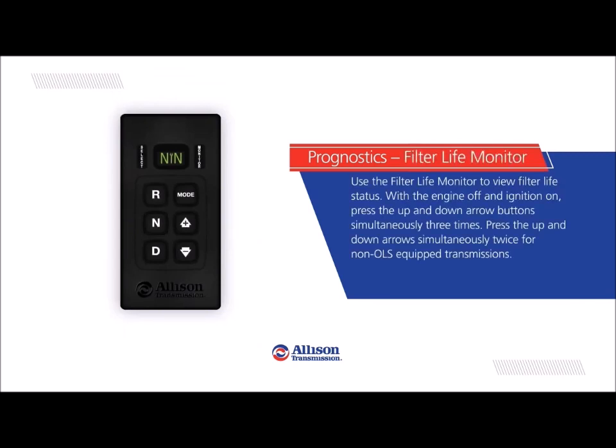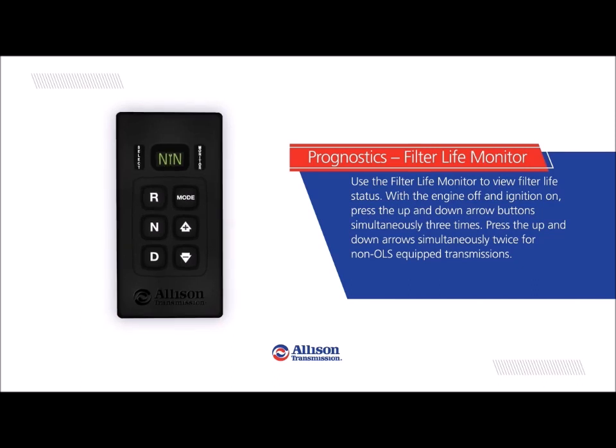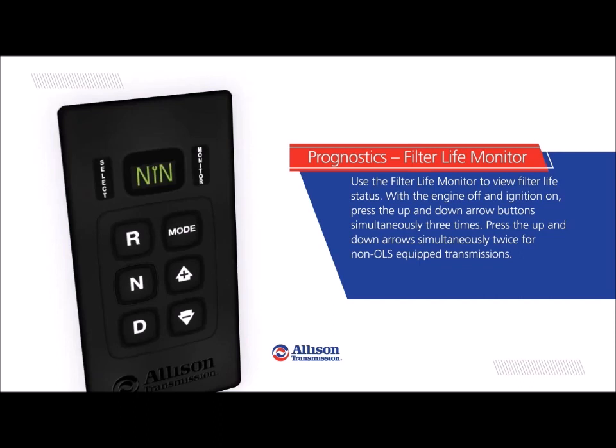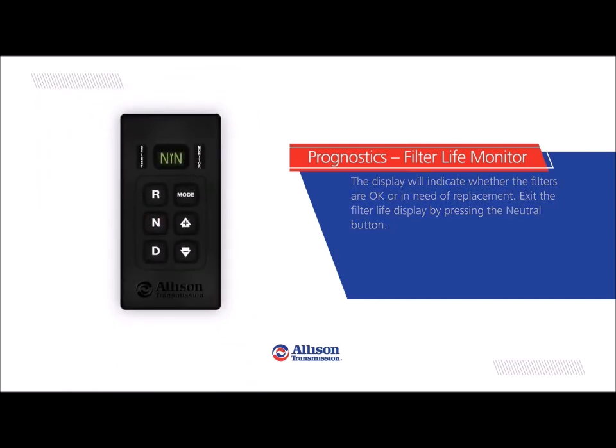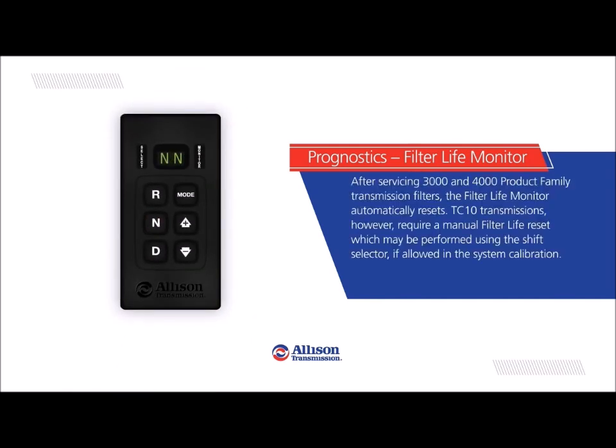Filter Life Monitor. Use the Filter Life Monitor to view filter life status. With the engine off and ignition on, press the up and down arrow buttons simultaneously 3 times. Press the up and down arrows simultaneously twice for non-OLS equipped transmissions. The display will indicate whether the filters are okay or in need of replacement. Exit the Filter Life display by pressing the neutral button. After servicing 3000 and 4000 product family transmission filters, the Filter Life Monitor automatically resets.